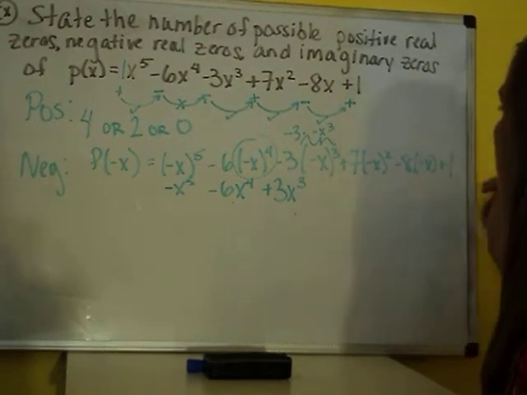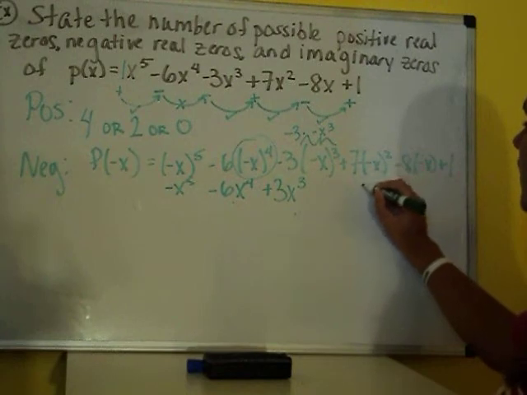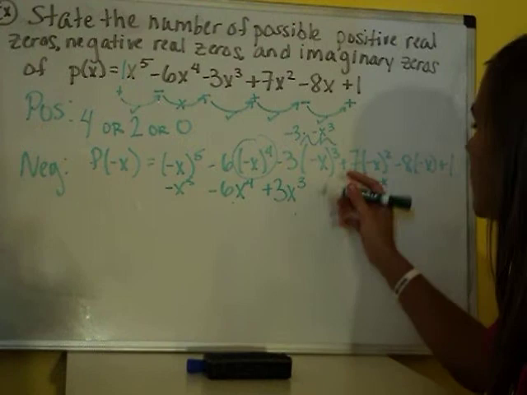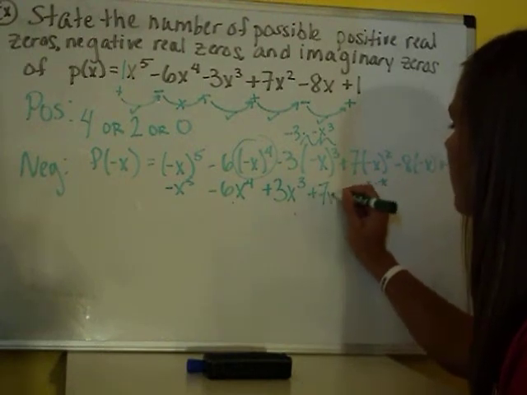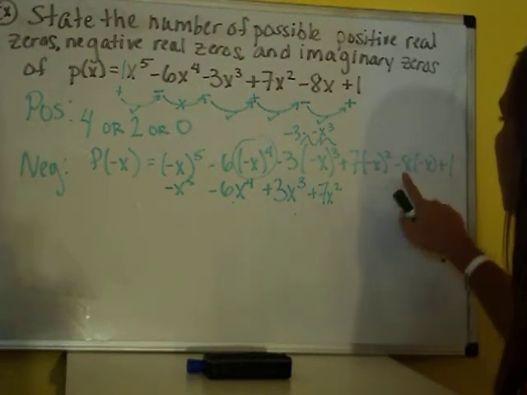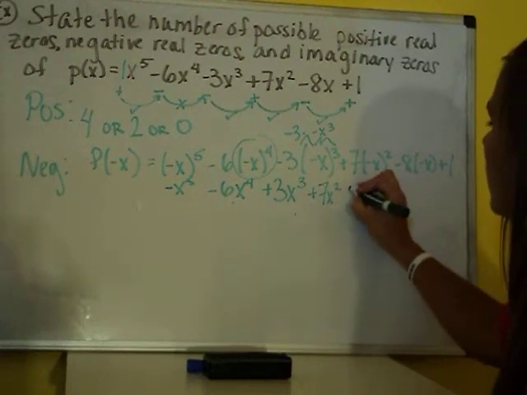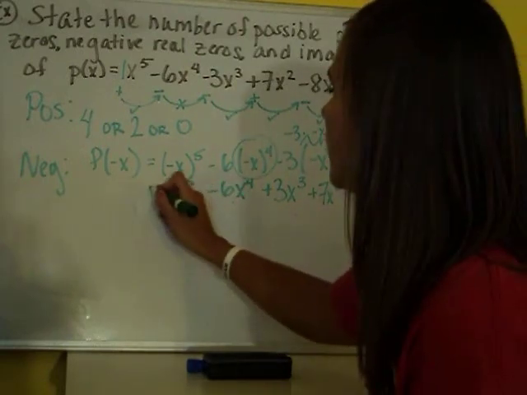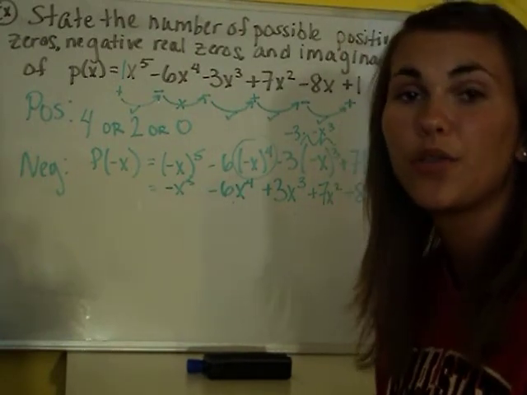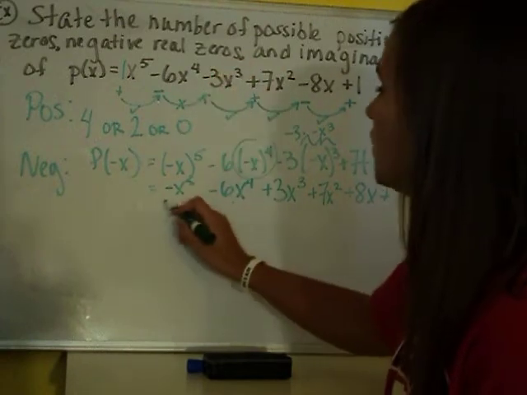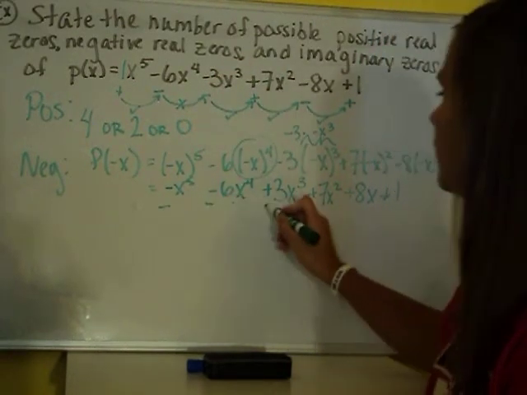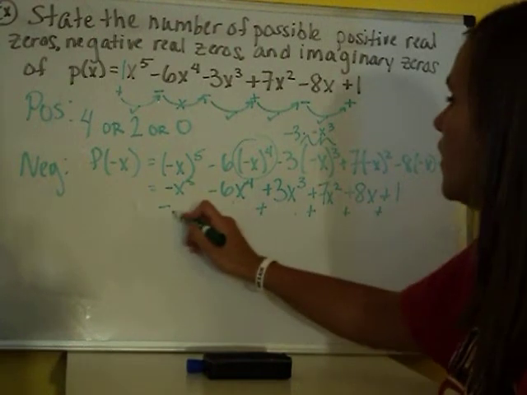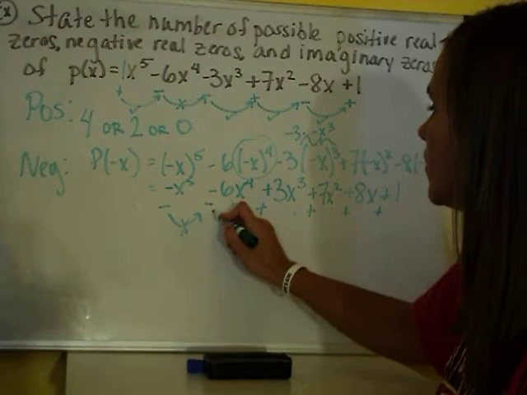Over here we have a (-x) squared. -x times -x gives us a positive x squared. So a positive times a positive, that's going to stay. And here we have a -8 times a -x, which is positive 8x, and then plus 1. Now that we have simplified that, we want to look through for the sign changes. So here we're going from a negative to a negative, to a positive, to a positive, to a positive, to a positive. So that is not a sign change.